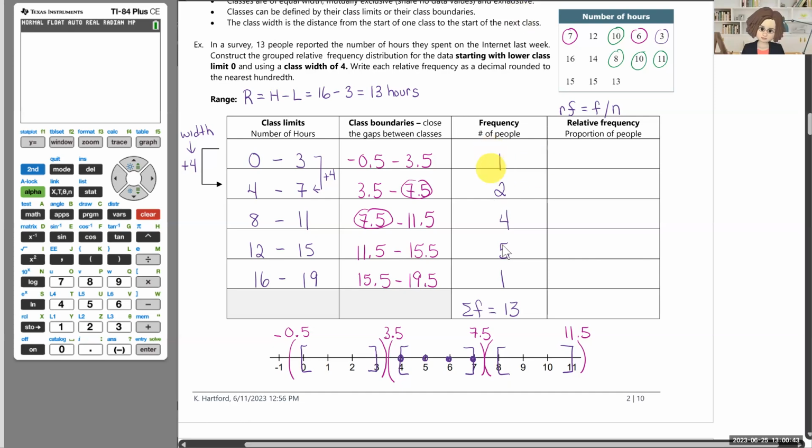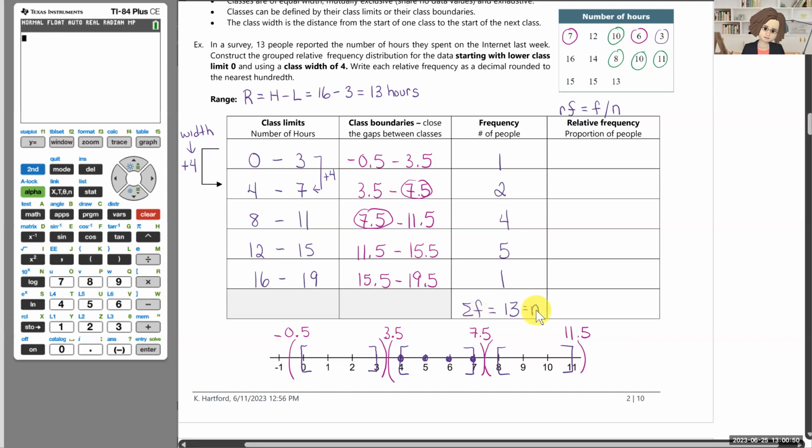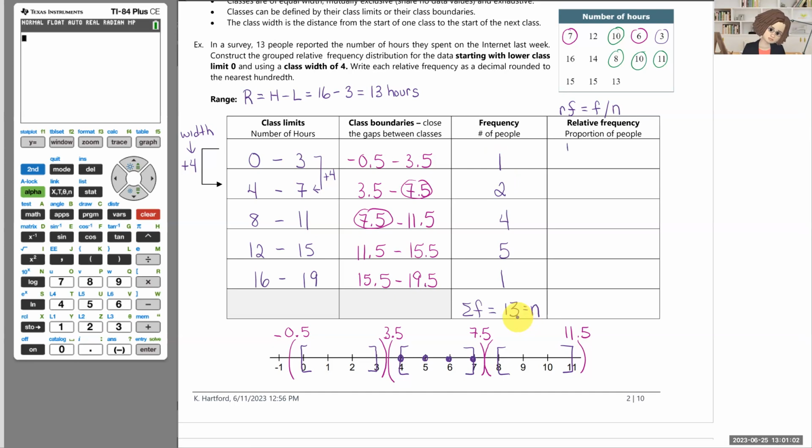So there were 13 numbers when we added those frequencies. So that's our value of n, our sample size. So I know that one person spent from 0 to 3 hours on the internet last week. It was one person out of 13. So as a fraction, 1 over 13. The second group, 2 people out of 13. The third group, called a class again, the third class, there were 4 people out of 13, and then 5 out of 13, and 1 out of 13.